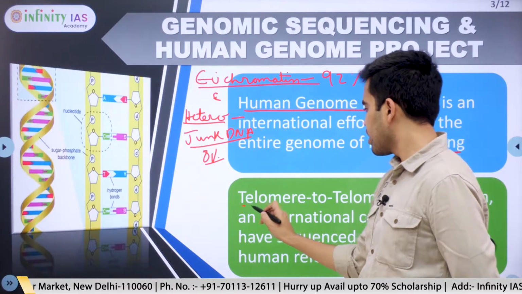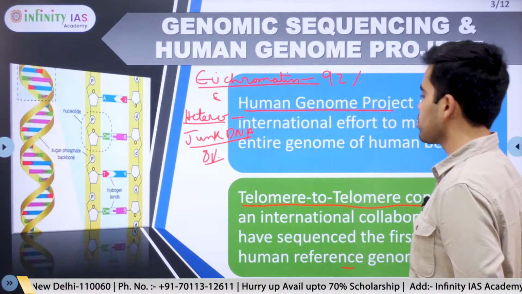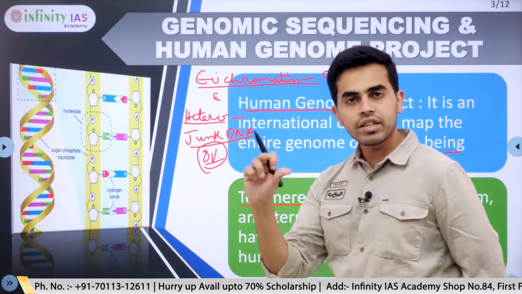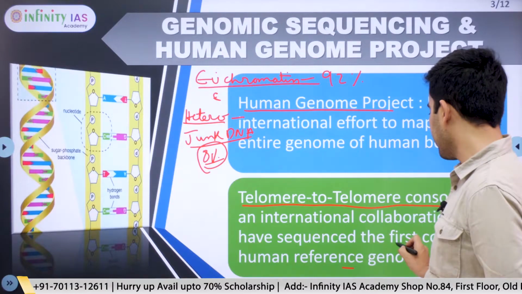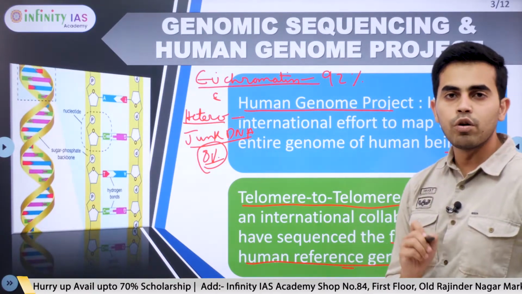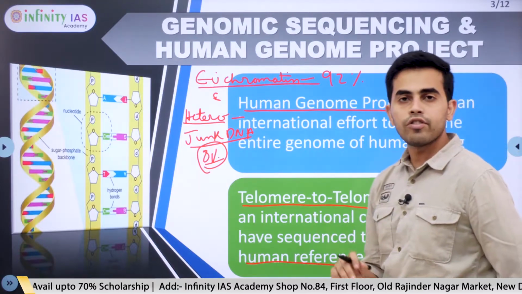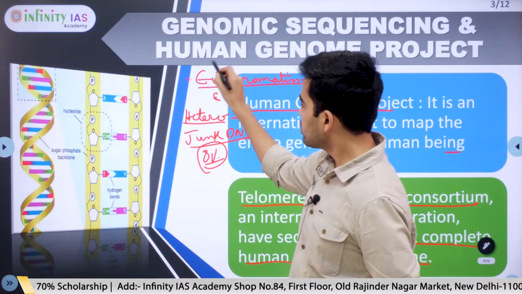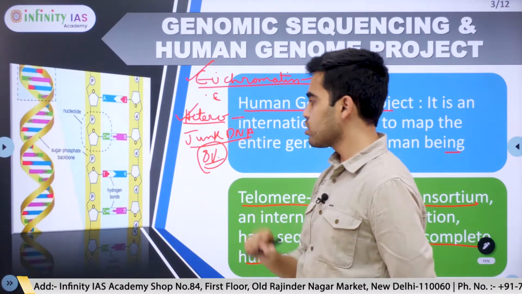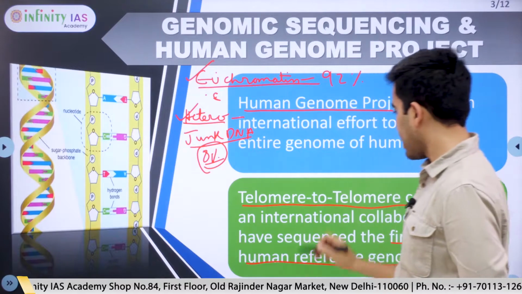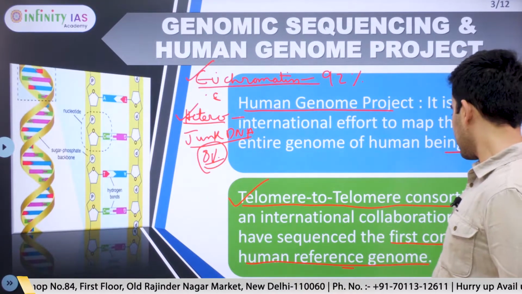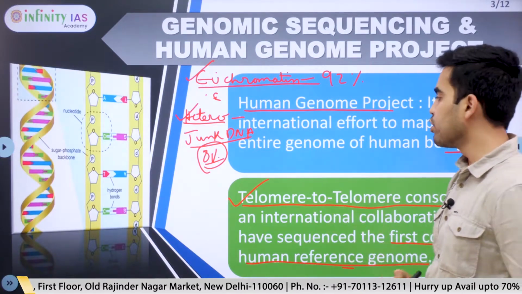So recently the Telomere to Telomere consortium has mapped even this last remaining 8% of the human genome to give the first complete human reference genome. So from an exam point of view, we need to know what is euchromatin, what is heterochromatin, and that heterochromatin is also called junk DNA. And the Telomere to Telomere consortium is the first to give a complete human reference genome.